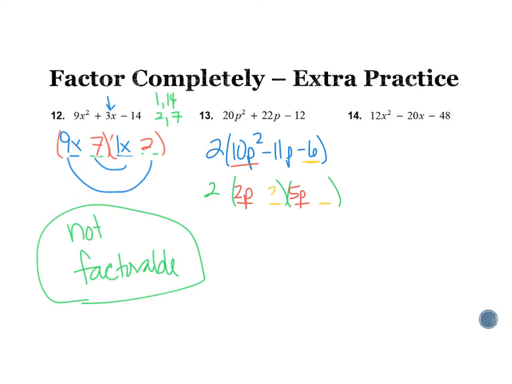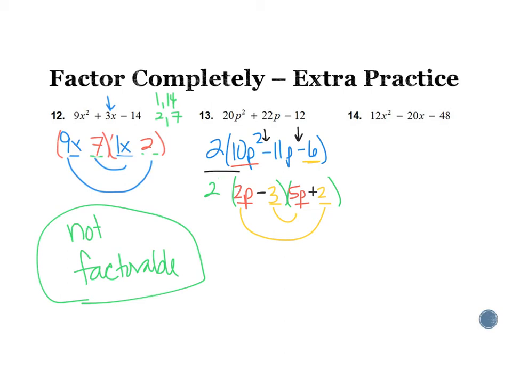I'm going to do 3 here to make 15, 2 here to make 4, because I believe with 15 and 4, I should be able to make an 11. Remember, you look at this sign first, that tells you they're going to be opposite signs, and I want to make a negative 11. So I'm going to do a negative 15 plus 4.